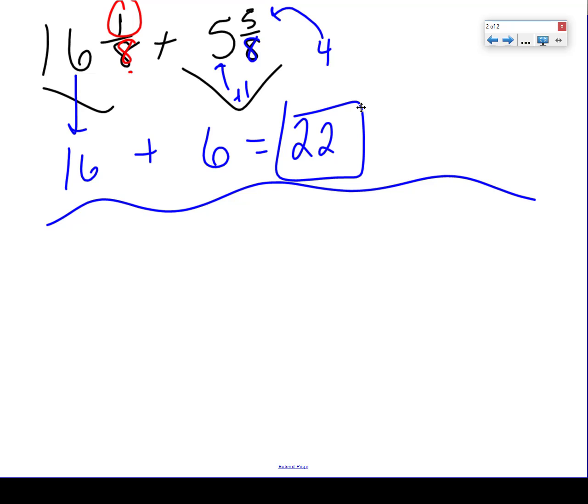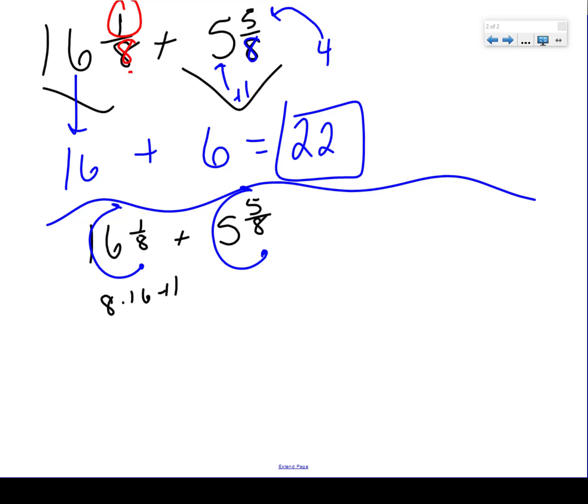So we're going to go back and get the problem that we had, 16 1/8 plus 5 5/8. Just like in multiplying and dividing fractions, I have to change these mixed numbers into improper fractions before I can do anything. So I have to use that backwards C method for all of these. To do that, I have 8 times 16 plus 1, and over here I have 8 times 5 plus 5.